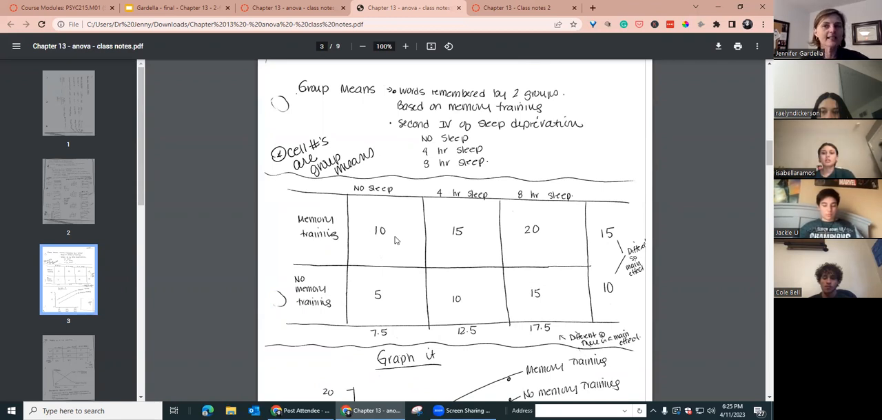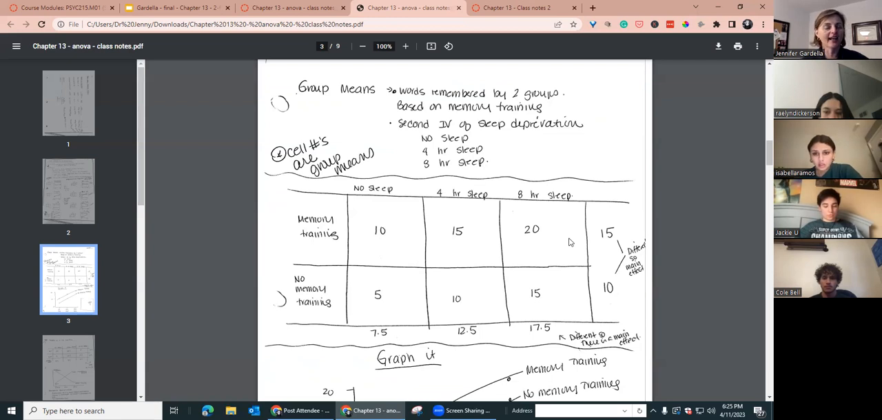We've seen examples like this throughout the semester. This is how much sleep you've had. This is if you've had memory training or not. And then these are the average number of words that were recalled in every block. You can see just by eyeballing it, the more sleep you get, and if you have memory training, you will recall more words. This makes sense.